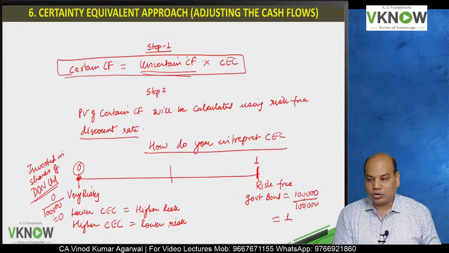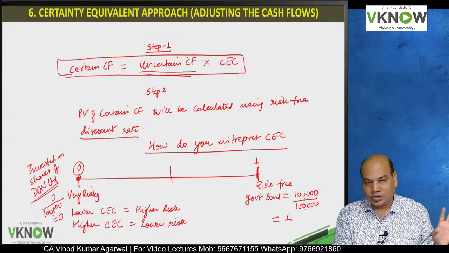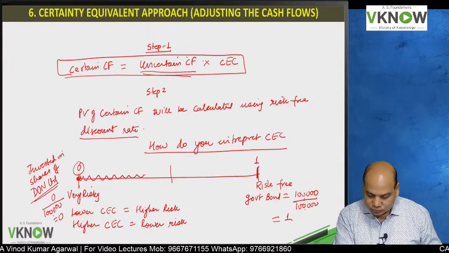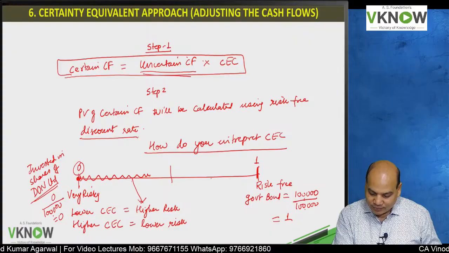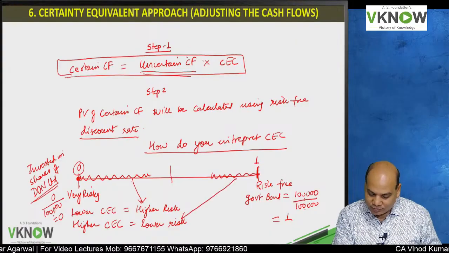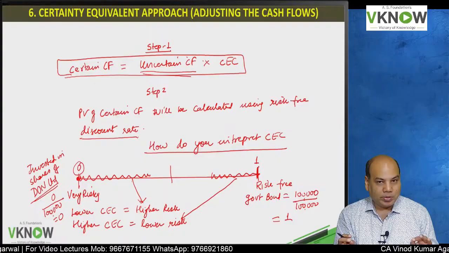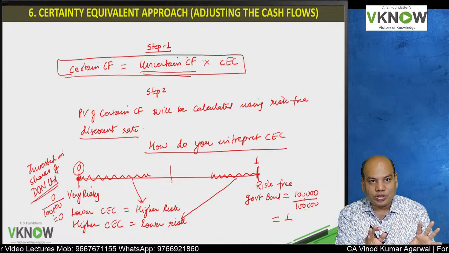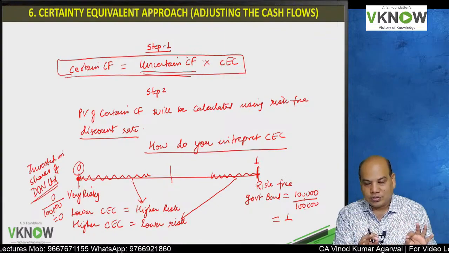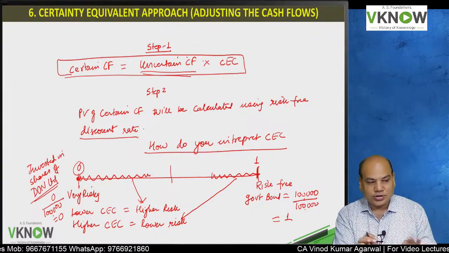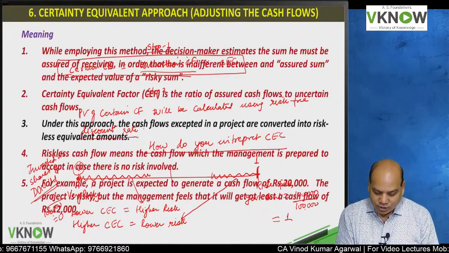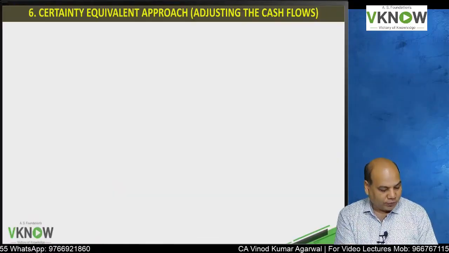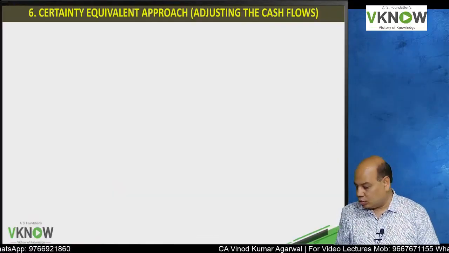On the other extreme, we have a situation where it can be 0. So if you are on this side, risk is high. If you are on this side, the risk is low, because there will be a question whether the project or the cash flows are more risky or less risky. Lower the CEC, higher the risk. Higher the CEC, lower the risk. Okay, so I have explained you everything. Now we have to solve question, but before that we will read the notes.